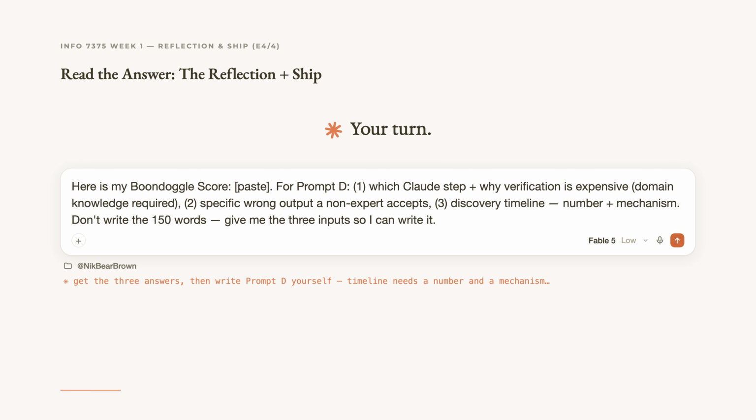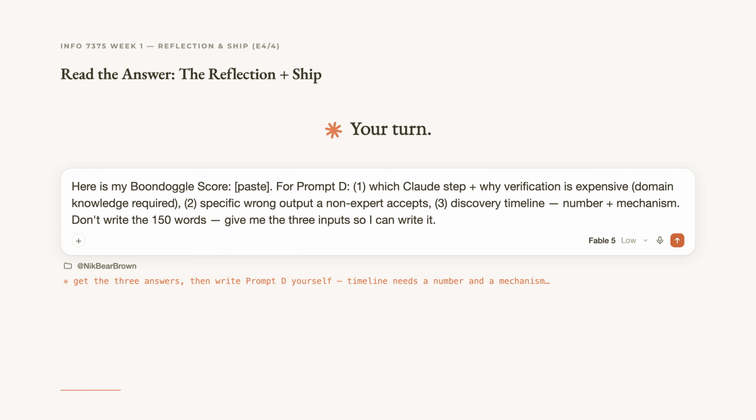1. Which Claude step should I pick? And why is the following verification step expensive? What specific domain knowledge does the human need to run the check correctly? 2. What specific wrong output would Claude produce at that step that a developer with general technical skill but not domain expertise would accept without catching? 3. A realistic timeline for when the team discovers the mistake in production: a number and the mechanism that triggers discovery. After you get those 3 answers, write prompt D yourself, 150 words.